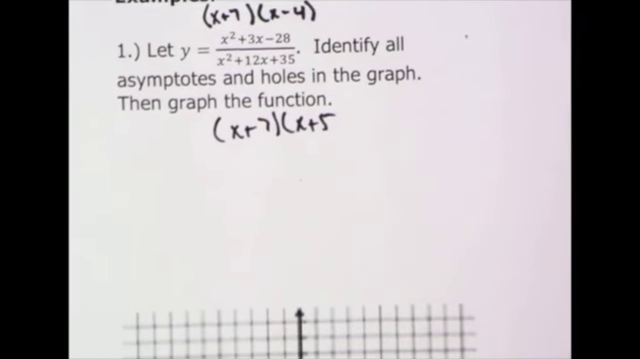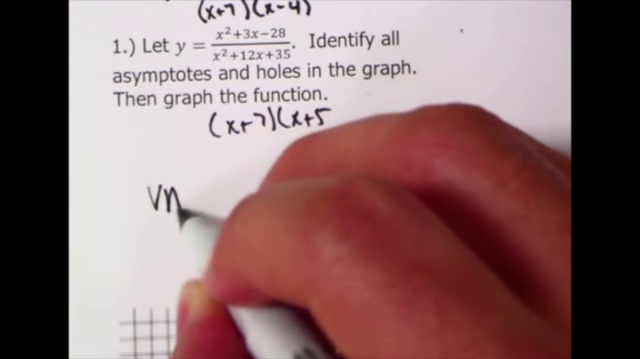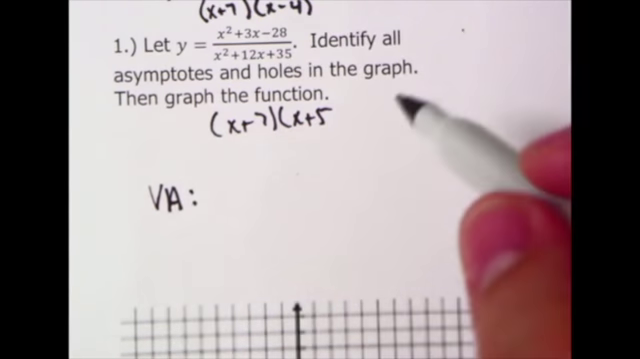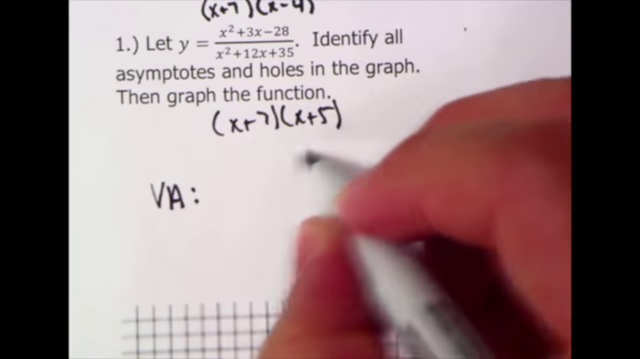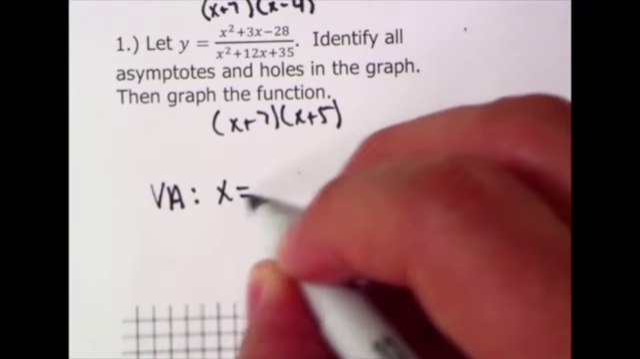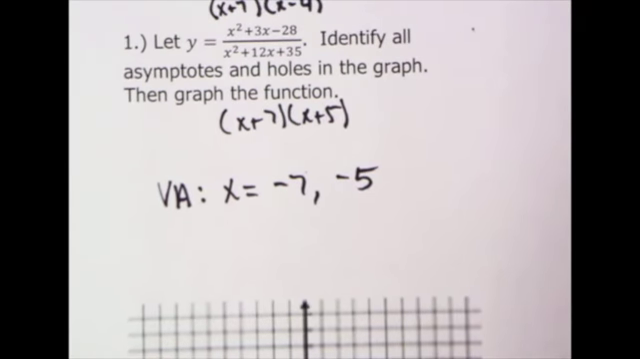Let's actually graph this problem. So we start off with our vertical asymptotes. Our vertical asymptotes are what makes our denominator 0, and that is, if I set these equal to 0, x equals -7 and -5. Both of those values would make the denominator 0.